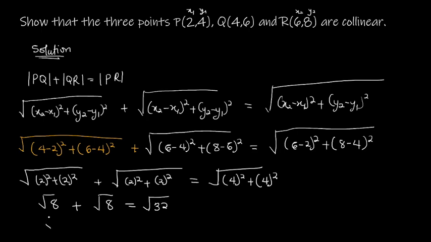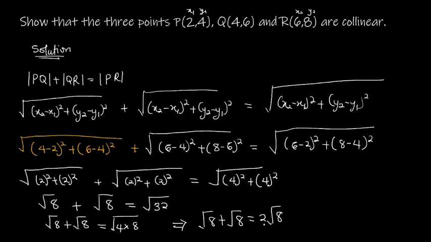And then root 32 can be written as root of 4 multiplied by 8, because 4 multiplied by 8 will give me 32, and I know the root of 4 is equal to 2. This will become 2 squared, so it will take care of the root, so it comes outside: 2 root 8. So we can see that root 8 plus root 8 is equal to 2 root 8. And because PQ plus QR, which is root 8 plus root 8, is equal to 2 root 8, we therefore conclude that the points P, Q, and R are collinear.